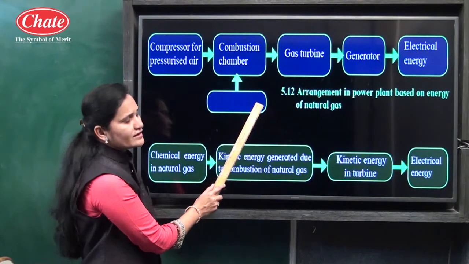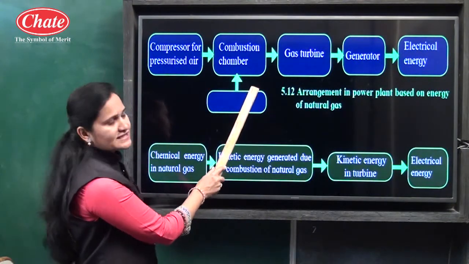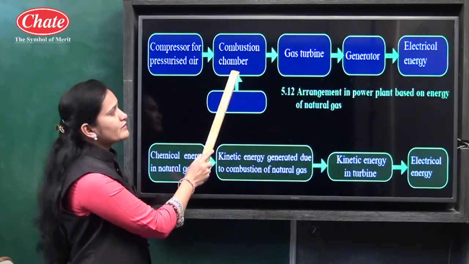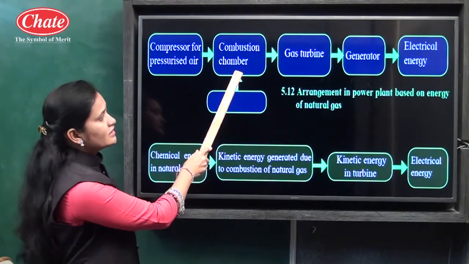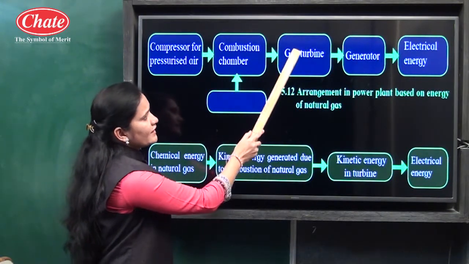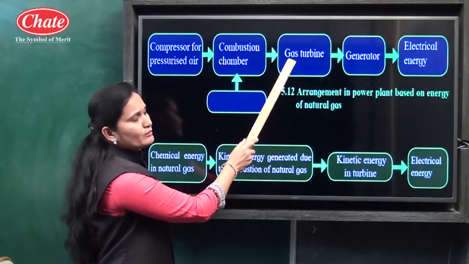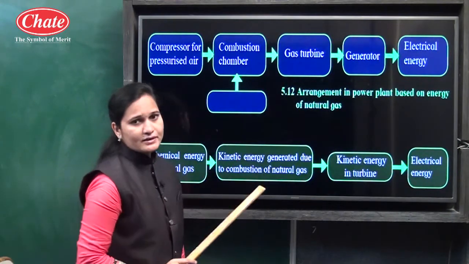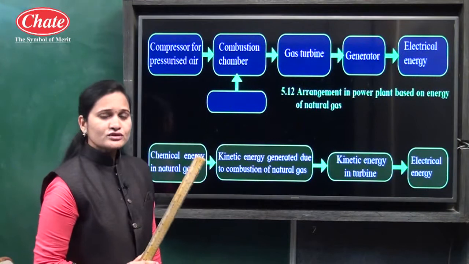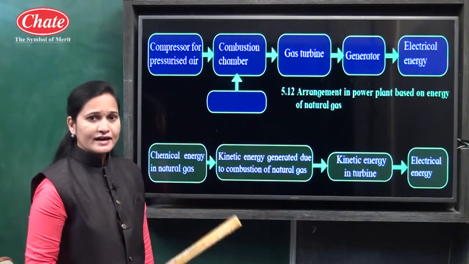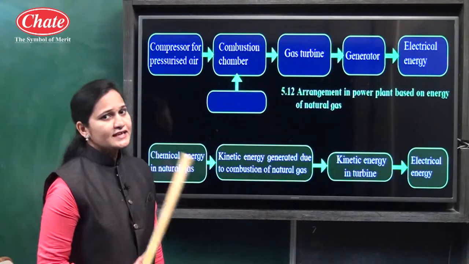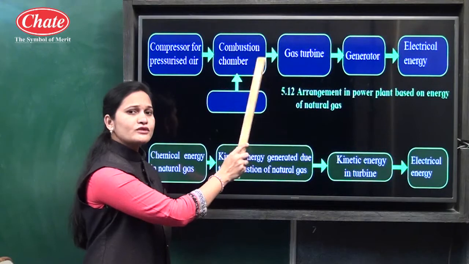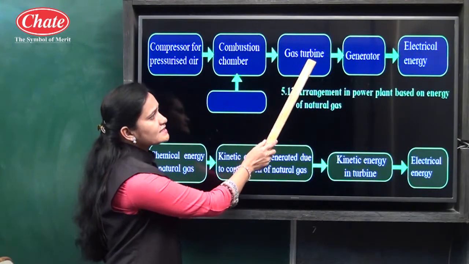Which gas is used here? Natural gas is burnt in the presence of air. After the burning of this natural gas, a gas having high pressure and high temperature is released. When this gas is directed onto the turbine, the blades of the turbine start to rotate. Here the turbine is called a gas turbine. Why? Because to drive the blades of the turbine, gas having high temperature and high pressure is directed onto it. It means the turbine is driven with the help of gas, so the name given is gas turbine.